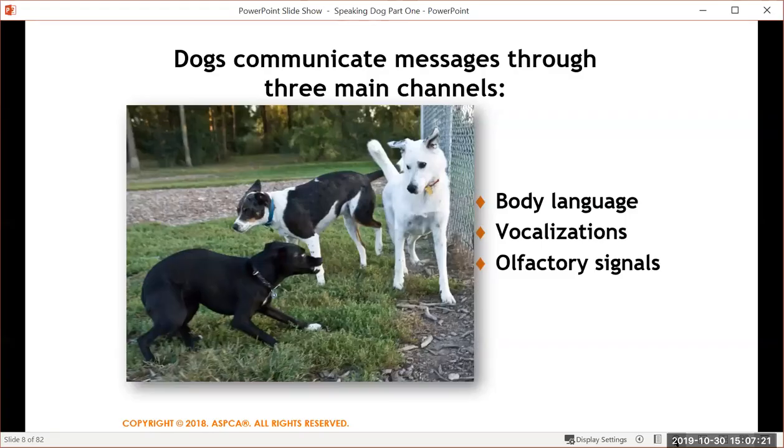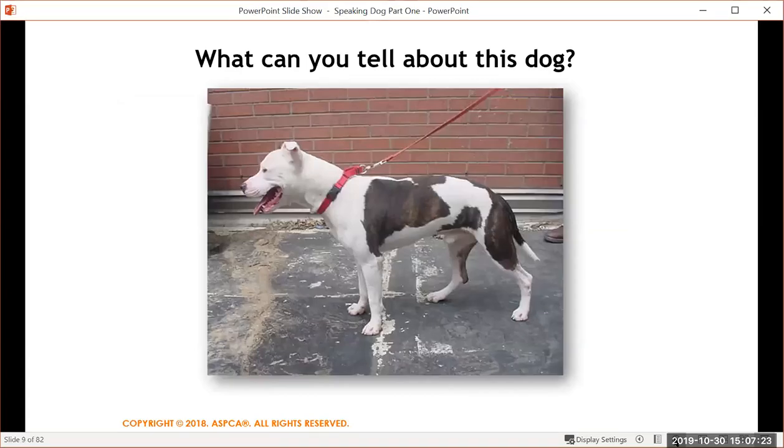Okay, so moving on to the next slide. What can you tell about this dog by looking at this photo?